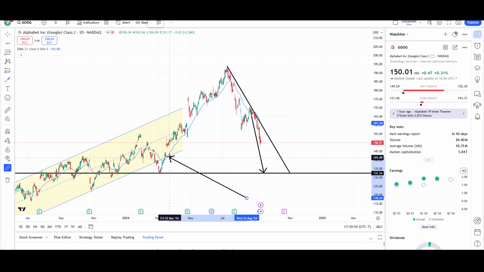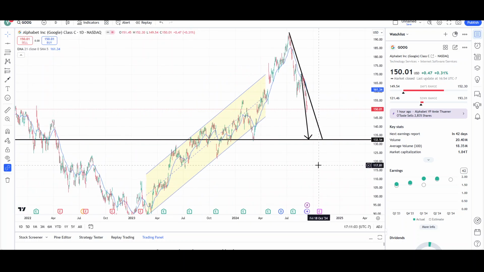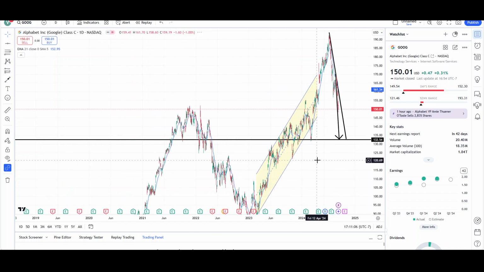So it's likely we're going to see a little bit more downside. There's also a gap right here that can be filled at the 143 level. So Google looking pretty bearish with the measurement target in play, with the downward bias in play. There's a good chance we're going to see 132 for Google.